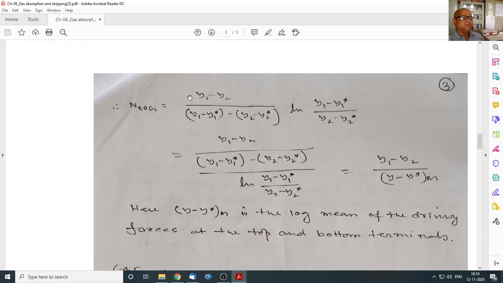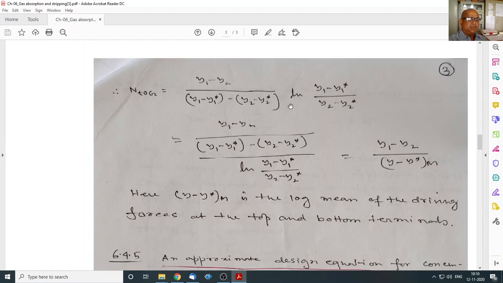You can put this one also, because here the terminal conditions will be known to you. So you know y1, y2, you know x1, x2, then your equilibrium constant is known. That means you know y1 star. So you put this, then directly you will get your number of transfer units. So for dilute solution, the number of transfer units can be calculated analytically, and you know how to calculate the height of the packed tower. That will be this way.